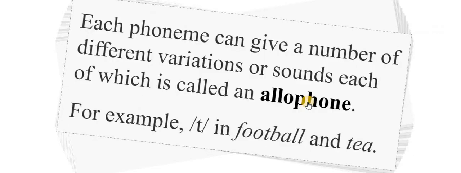Okay, another important concept to speak about is allophone, since we are speaking about phonemes. So what's an allophone? Each phoneme can give a number of different variations. Variation means different sound, or sounds, each of which is called an allophone. So in this example, football and the T, we have the letter T here and we have the letter T here. In tea, for example, the tea that we drink, how did we pronounce the letter T?